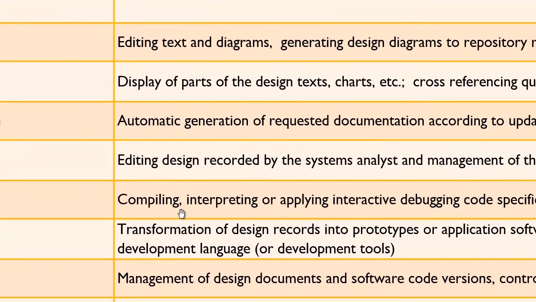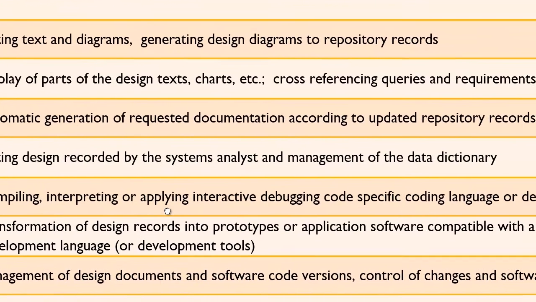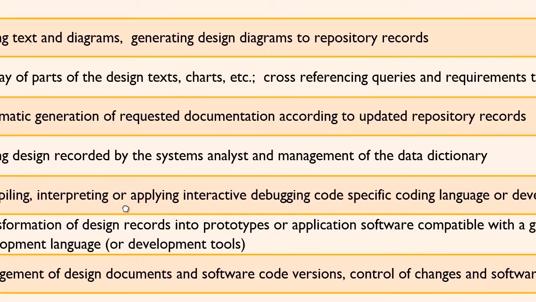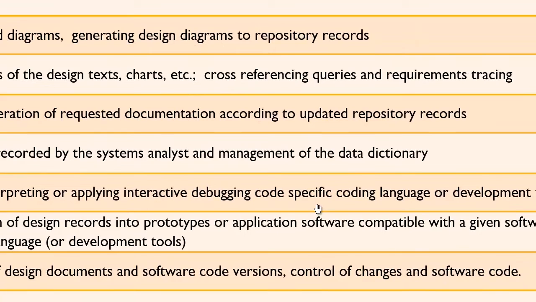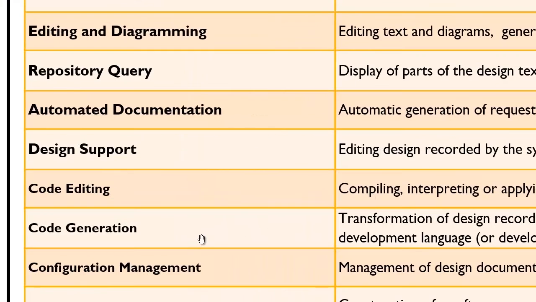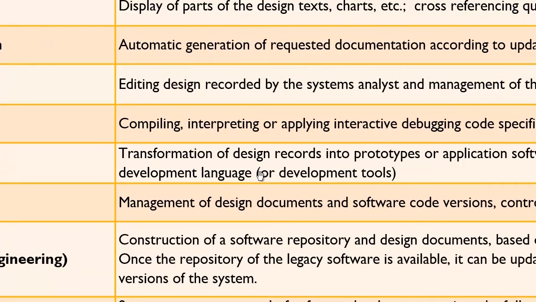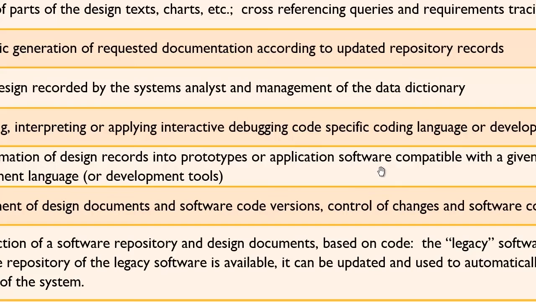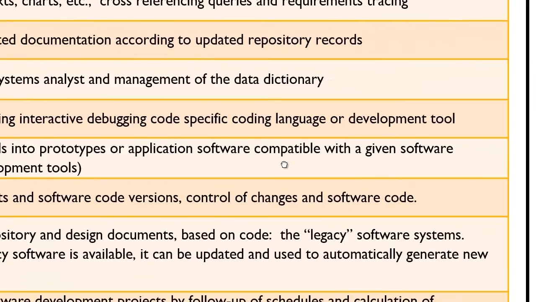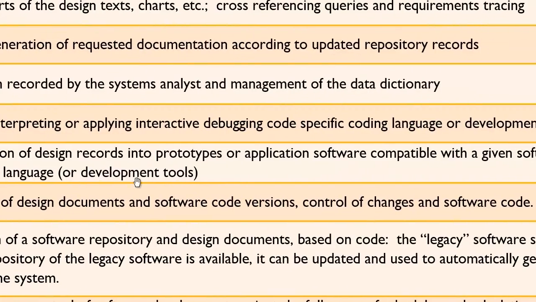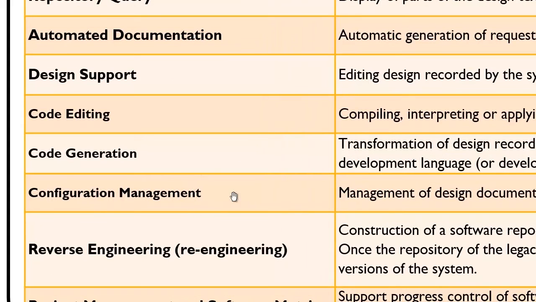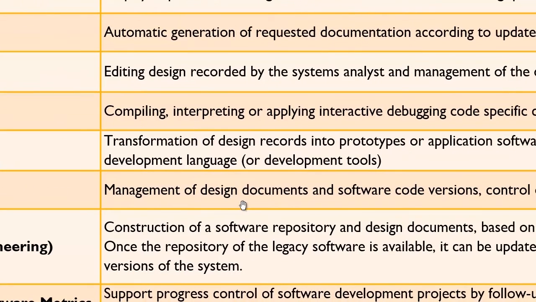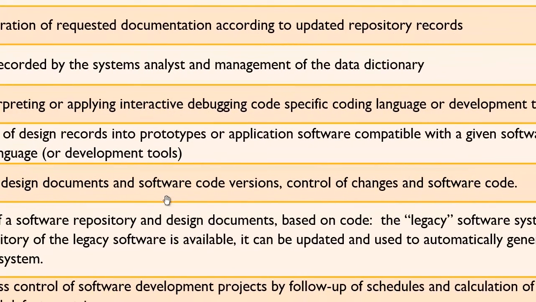Code editing: compiling, interpreting or applying interactive debugging, code specific to a coding language or development tool. Code generation: transformation of design records into prototypes or application software compatible with a given software development language or development tools. Configuration management: management of design documents and software code versions, control of changes and software code.